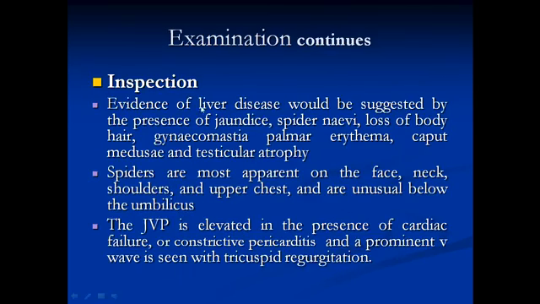Inspection: evidence of liver disease. Stigmata of chronic liver disease would be suggested by the presence of jaundice, spider naevi, loss of body hair, gynecomastia, palmar erythema, caput medusae, and testicular atrophy. In that point, the examiner may ask you what the hand findings are in case of chronic liver disease. Look, palmar erythema. Just a single point, they will find palmar erythema.